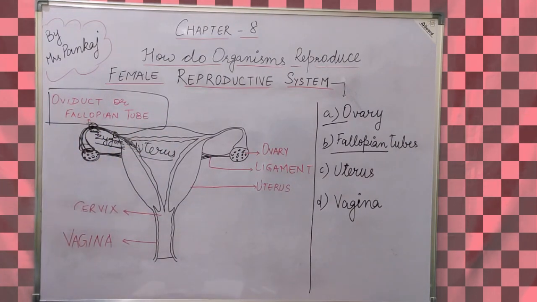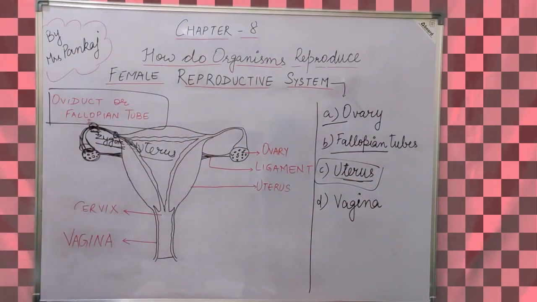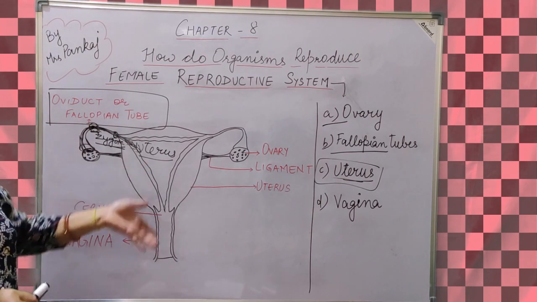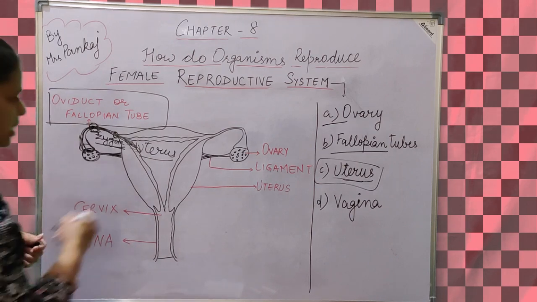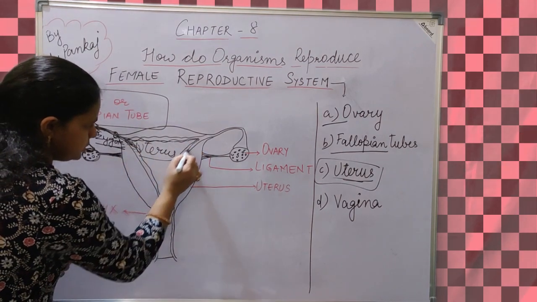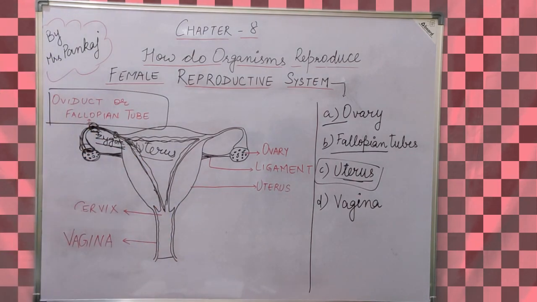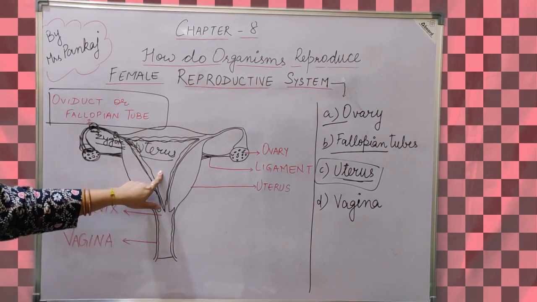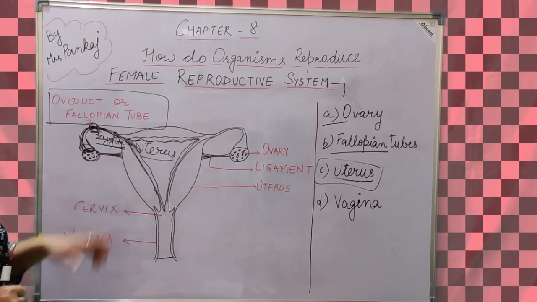Now the very next thing is uterus. See, this is uterus. Now what is uterus and what does it do? Basically you can say uterus is a large inverted, pear shaped muscular structure that lies behind the urinary bladder. It lies behind the urinary bladder. And what is the function of this uterus?